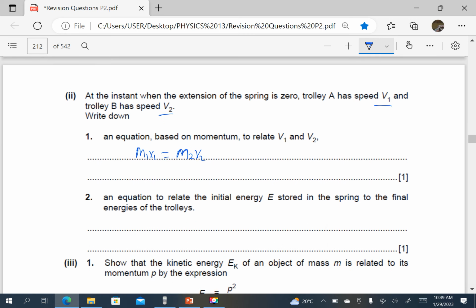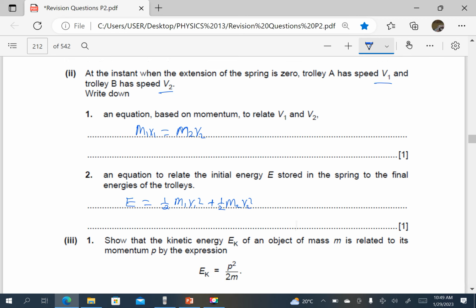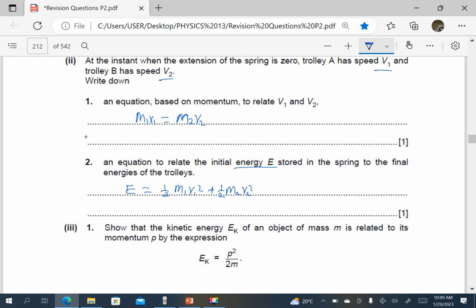Then an equation to relate the initial energy E stored in the spring to the final energies of the trolleys. Initial energy E should be equal to the final kinetic energies, which are going to be a half M1 V1 squared plus a half M2 V2 squared. So this is total kinetic energy after, a half M1 V1 squared for the first trolley and a half M2 V2 squared for the second trolley. E is equal to total kinetic energy after. We don't subtract kinetic energy.